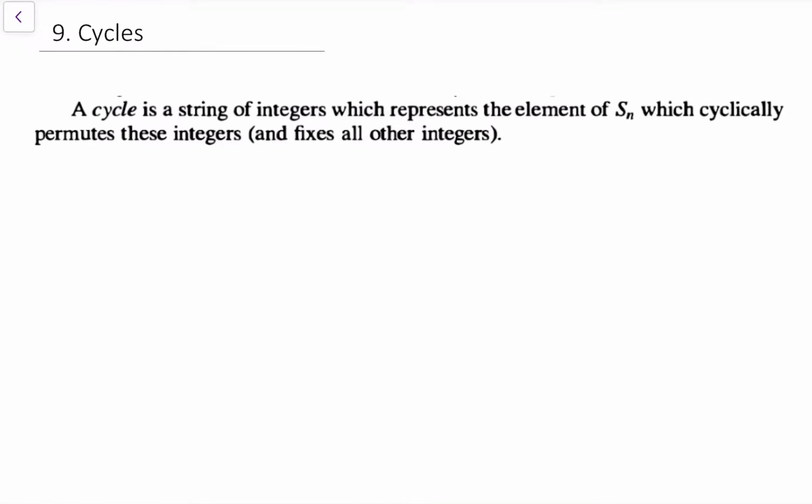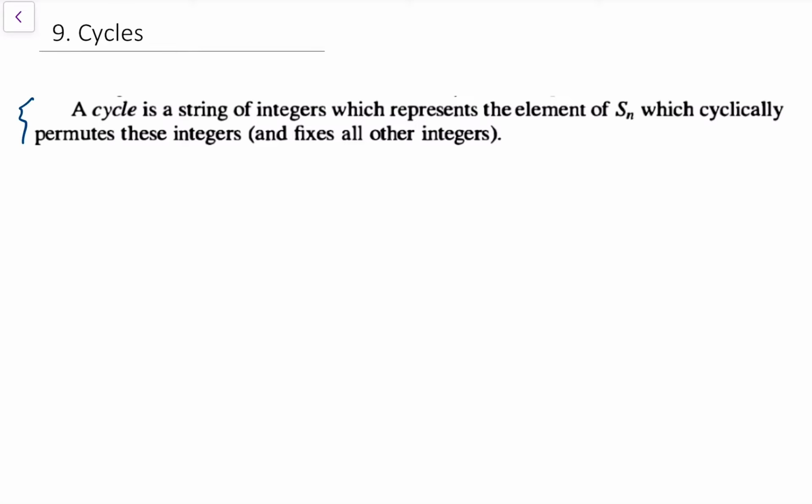Hello everyone. In this episode, I want to talk about the cycles. The cycles are actually a special type of permutations. As we discussed before, permutations are the bijections from a set to itself. So cycles are some special permutations, or some special bijections from a set to itself. So let's look at the definition here.